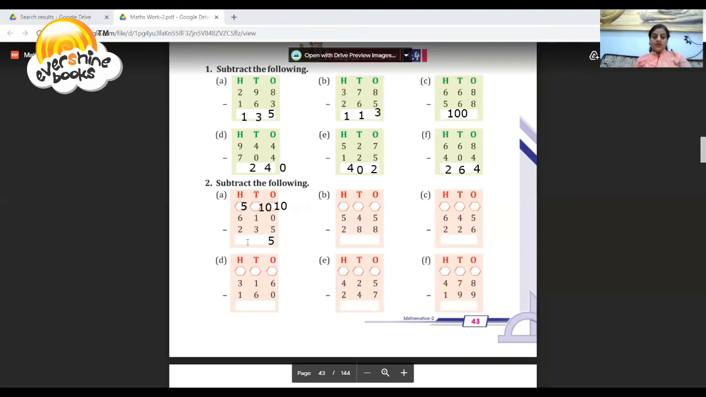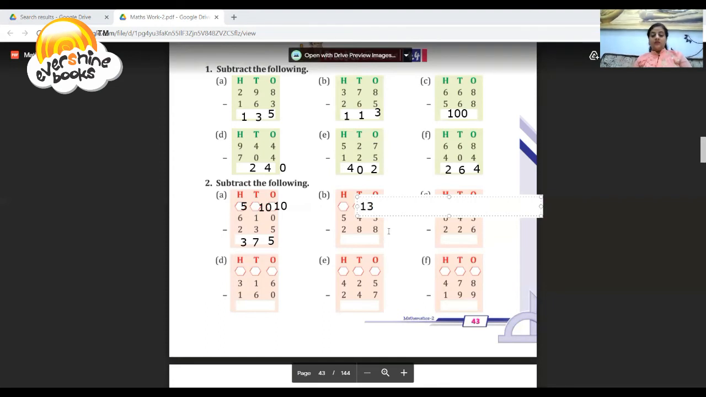10 minus 3 is 7. And 5 minus 2 is 3. This is the answer. Next is 5 minus 8, which is not possible. So what are we going to do? We are going to borrow from 4. 4 will become 3. But here it will be 13.